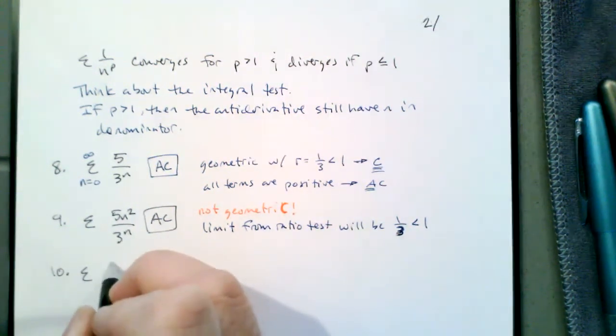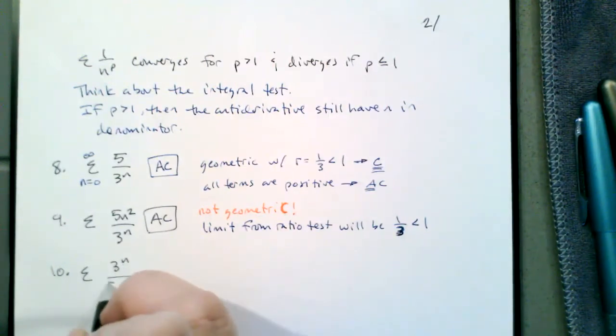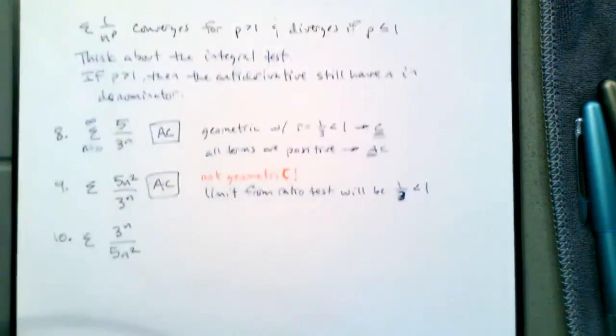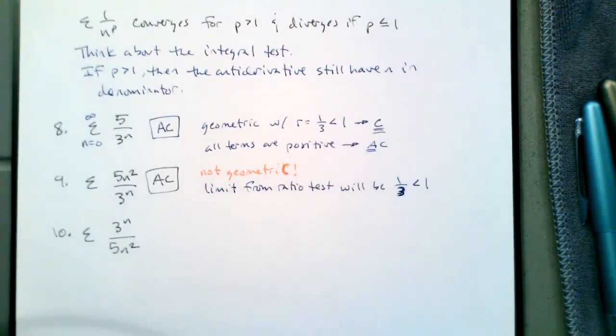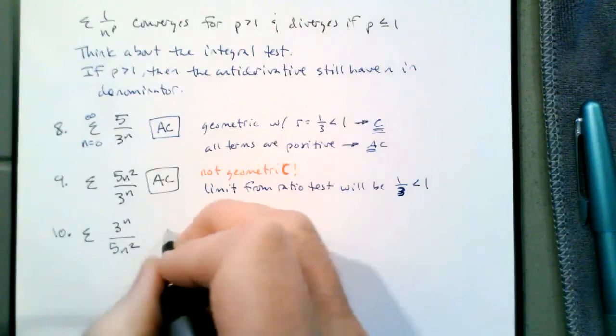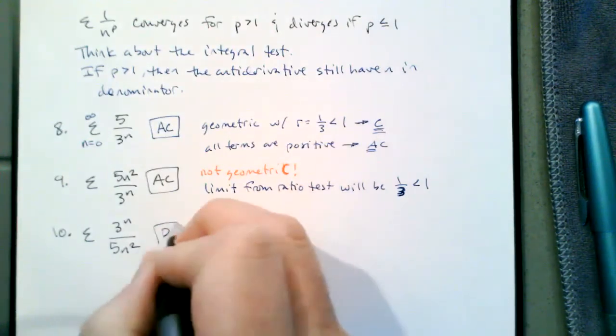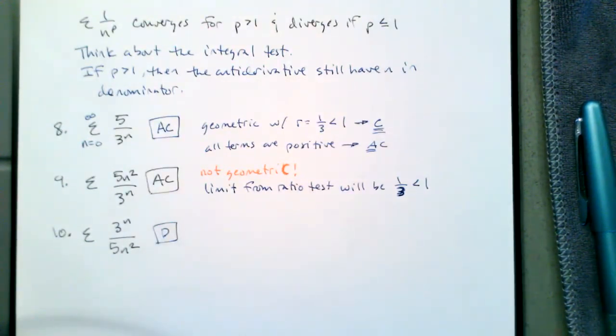If we flip this over, if I have 3 to the n over 5n squared, now we're going to get a series that diverges. This is just a reciprocal of the previous one, so the limit from the ratio test is going to be 3 rather than a third.